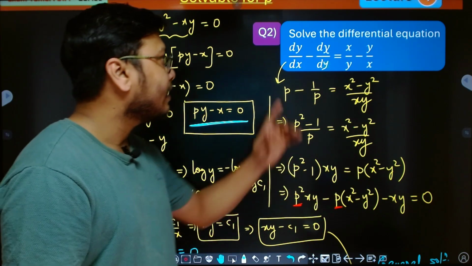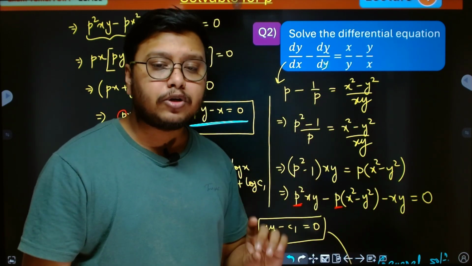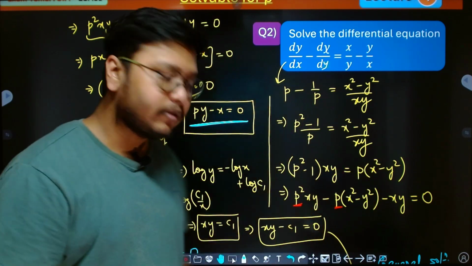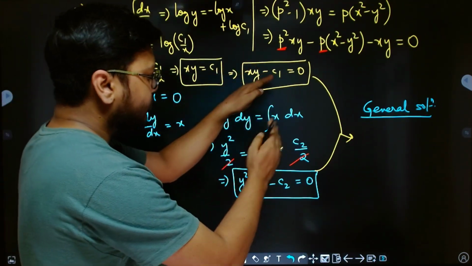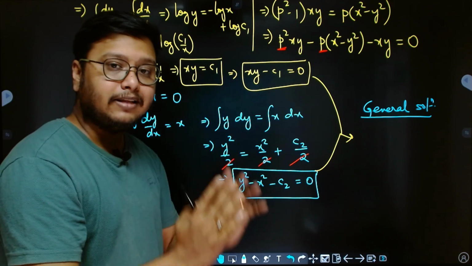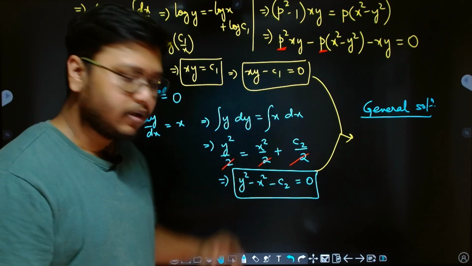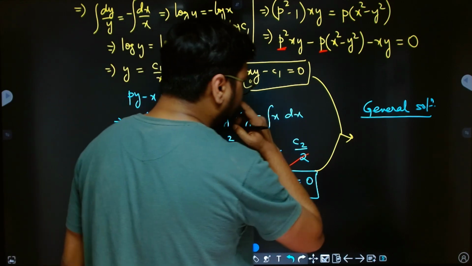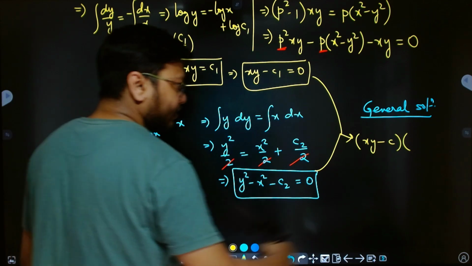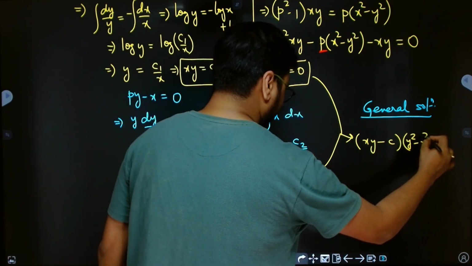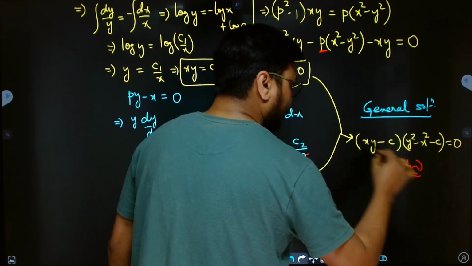But let's keep in mind, here we are having a first order derivative. That means when we are solving it, we should have exactly one constant and not more than one constant. While solving, we have written one constant as c1, one constant as c2, but while writing the final answer, we need to replace the constants with just one particular constant. So our final solution would be xy minus c multiplied with the other factor y square minus x square minus c equals 0, and that's our final answer.